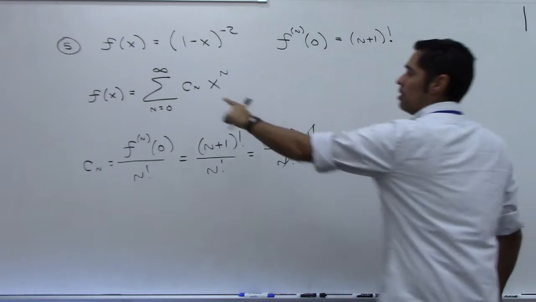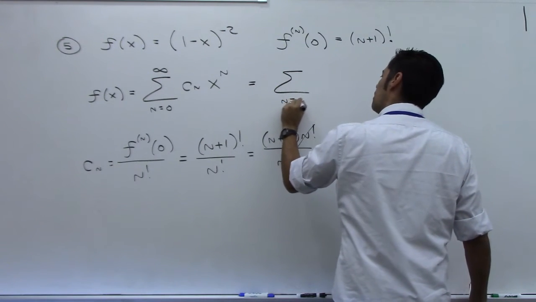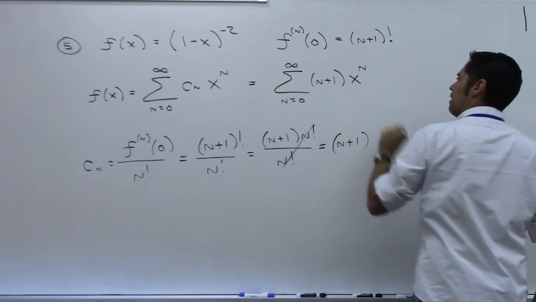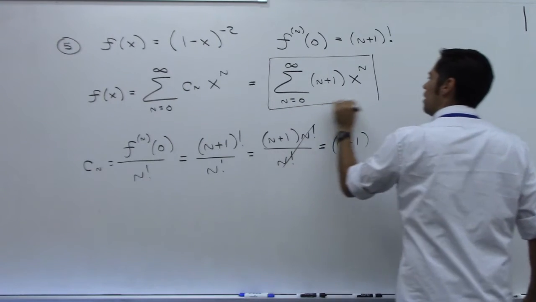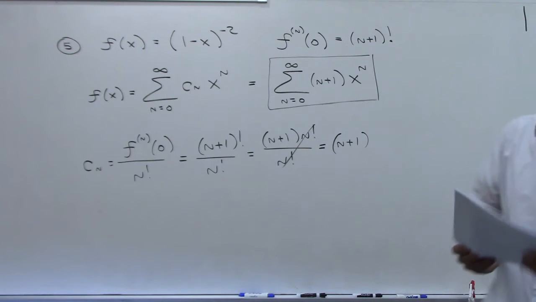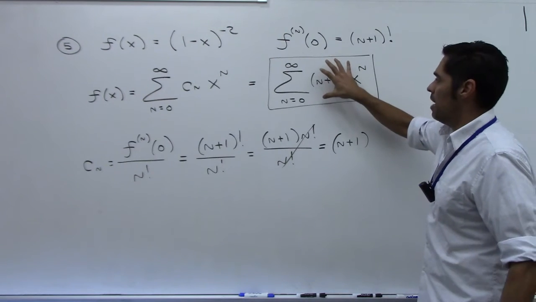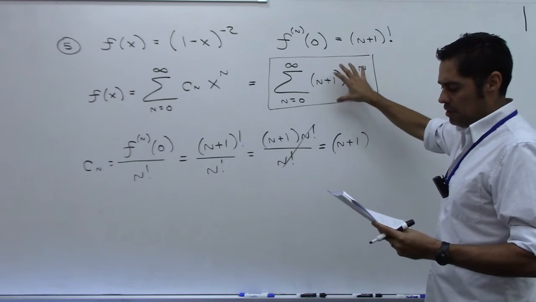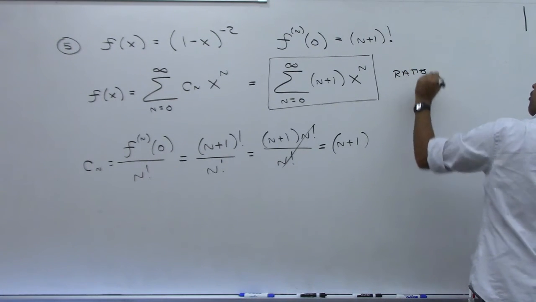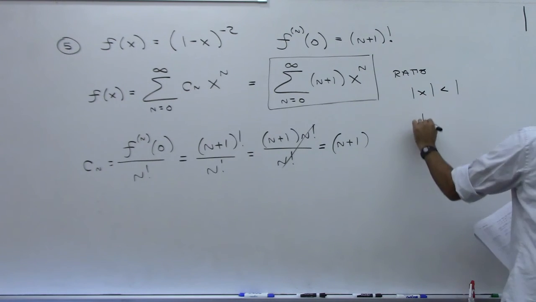And so this function should be able to be written as the sum, n equals 0 to infinity, of n plus 1 times x to the n. And that would be the Maclaurin series for that function. Now, finding the radius of convergence means that you would run a ratio test on this, which I'm not going to do, all right? But I'll just let you know that when you do the ratio test on this, you get absolute value of x less than 1. So your radius of convergence is 1.